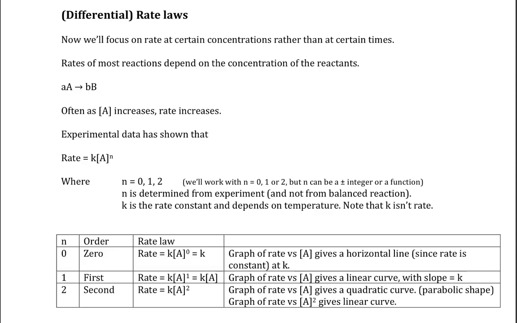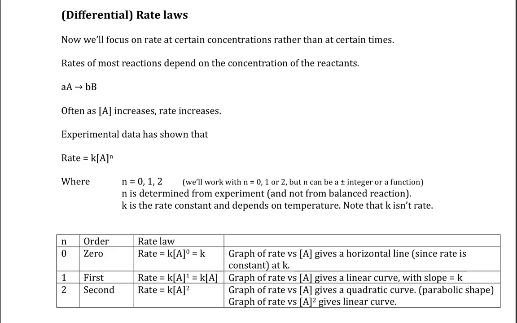So when we have rate equals k[A] to the n and n is 0, we have A to the 0, and anything to the 0 is 1. So the rate for a zero order reaction is simply k. And a graph of rate versus concentration would simply give a horizontal line, since the rate is constant. It would give a horizontal line whose value would be whatever k's value is. That would be the case for a zero order reaction.